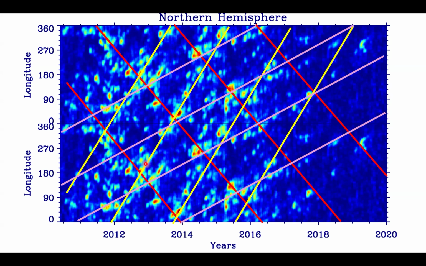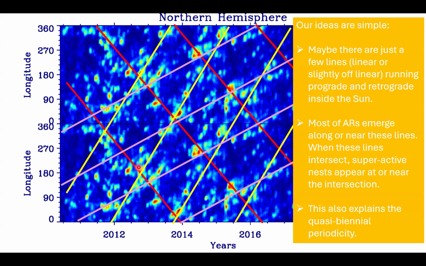So actually, these 4 lines together connect almost all the active regions. Not exactly, not every region falls along the line, but they are pretty close to these lines and to the intersections.